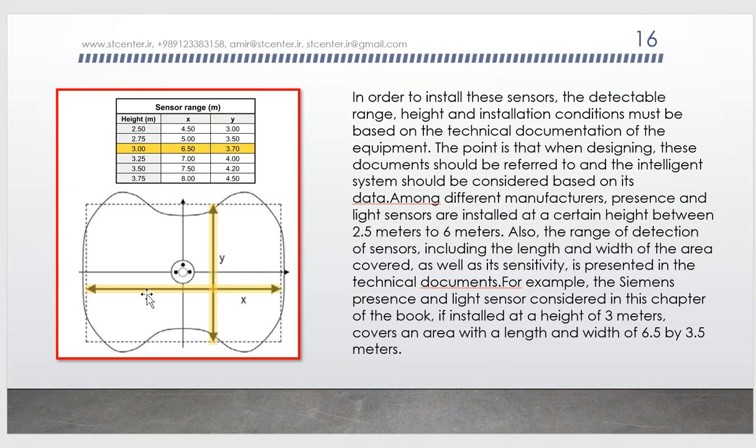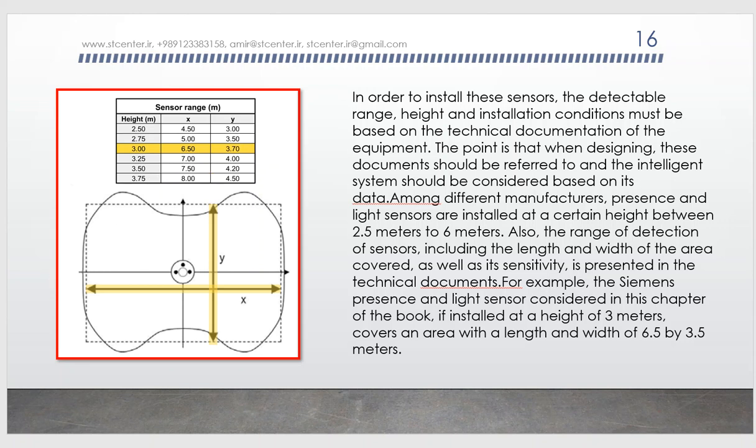So each sensor has some coverage area. Go to the datasheet and see it. In this coverage area, it is always shown, if you install the sensor at a specific height, how many square meters it can cover, or in which diameter it can cover the detection area.